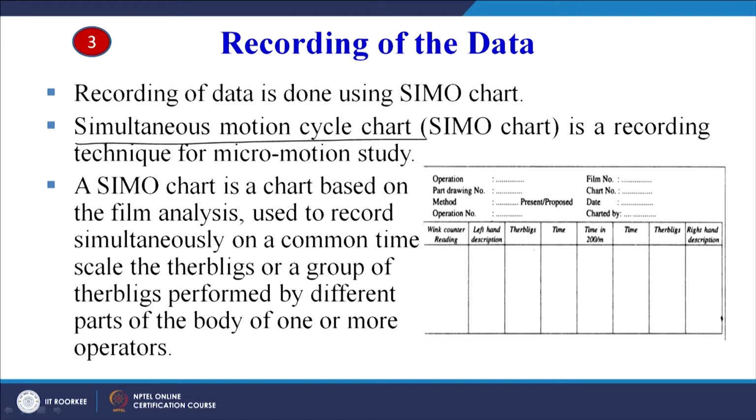A SIMO chart is a chart based on the film analysis, used to record simultaneously on a common time scale the micro motions, which are called Therbligs, or a group of Therbligs performed by different parts of the body of one or more operators. So basically two things are important here. One is the time in terms of winks, and the other is the Therbligs or micro motions that the worker or a group of workers are doing while performing the task.